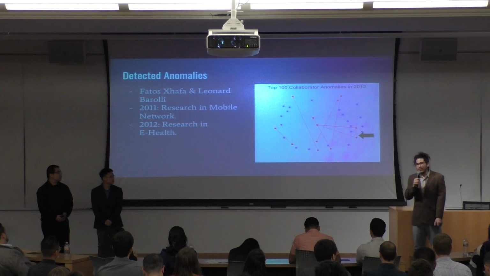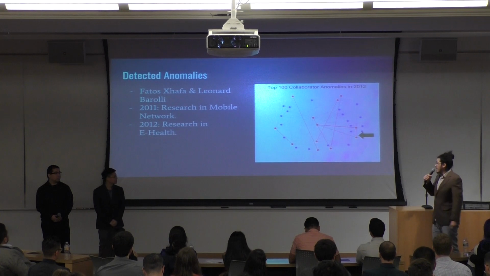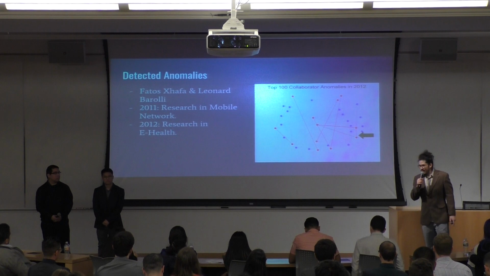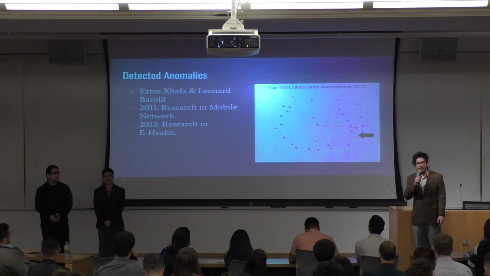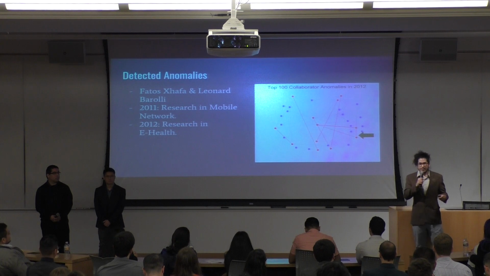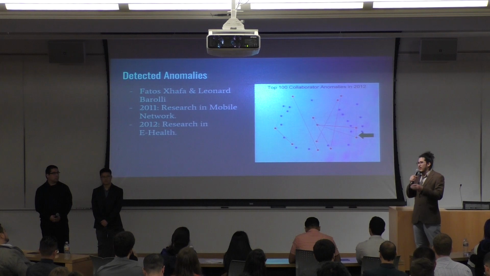So when we run our anomaly detection on this data set, we find a bunch of cool anomalies here in red. And so one we focused on was between Fatos Safa and Leonardo Baroli. And so after further investigation, we found out in 2012 they were doing research in mobile networking, and in 2013 they switched their specialization to e-health, which is the cause of the anomaly.